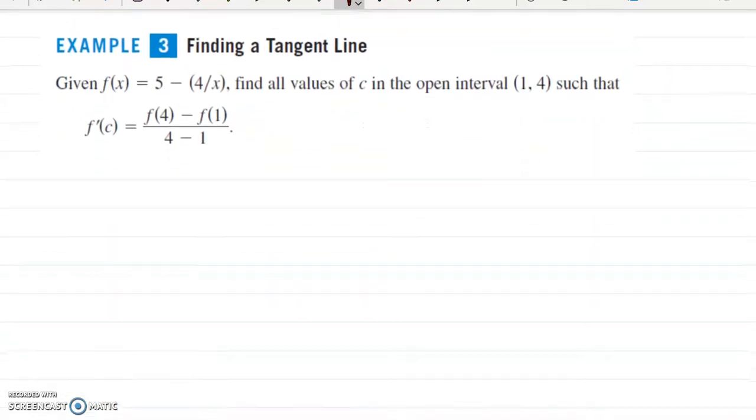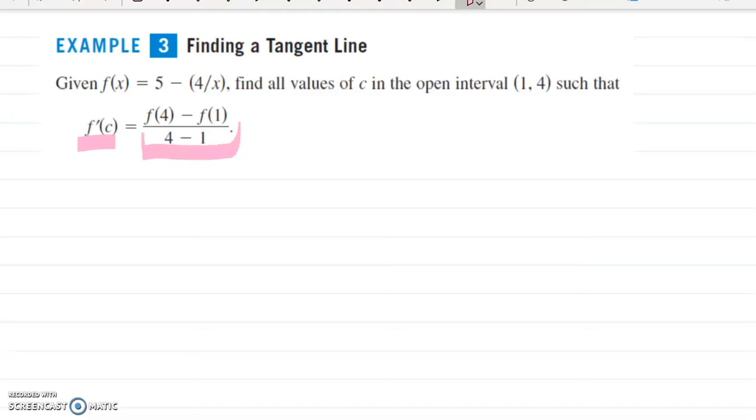So finding a tangent line. Given f(x) equals 5 minus 4 over x, find all values of c in the open interval (1, 4) such that f'(c) equals (f(4) minus f(1)) over (4 minus 1). Again, this part is the tangent line slope case. This is our secant line slope.